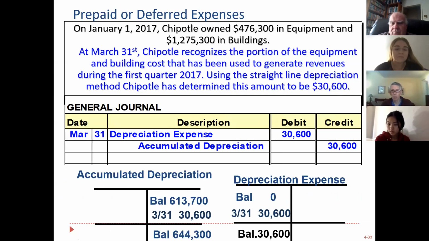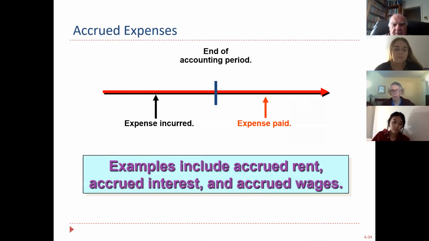You always debit depreciation expense, credit accumulated depreciation. And the song goes, you never credit the original cost of the asset. And we'll get into that.